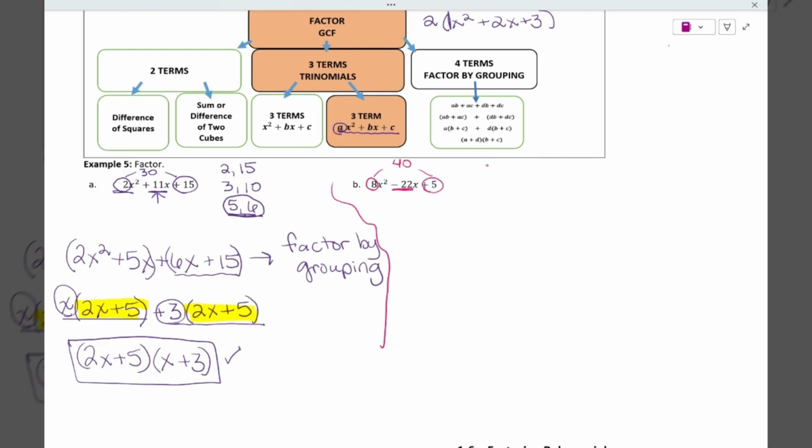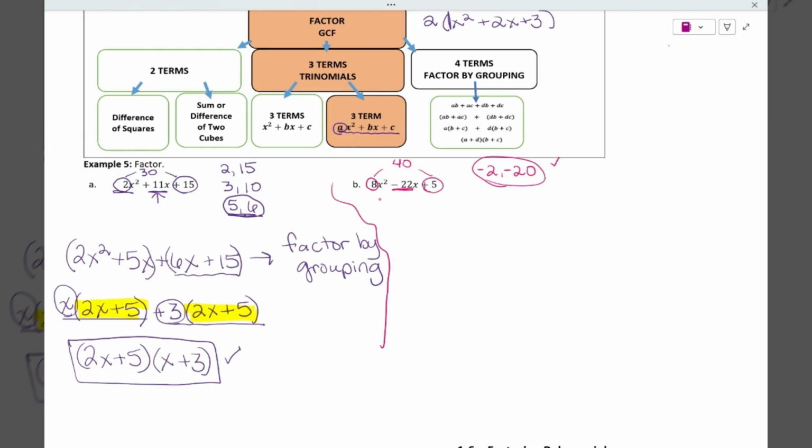So I know 2 and 20 is 40, but if I'm going to add them to get a negative, they actually both have to be negative. So negative times a negative is a positive. So negative 2 and negative 20 is the positive 40. And when I add two negatives, negative 2 plus negative 20, I do stay with the negative. I get the negative 22. So I actually found that pair in my first try, right?